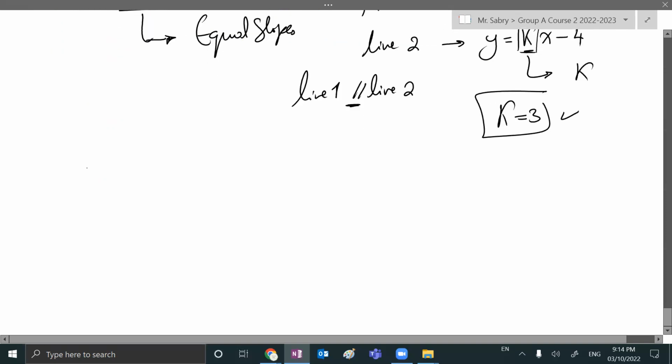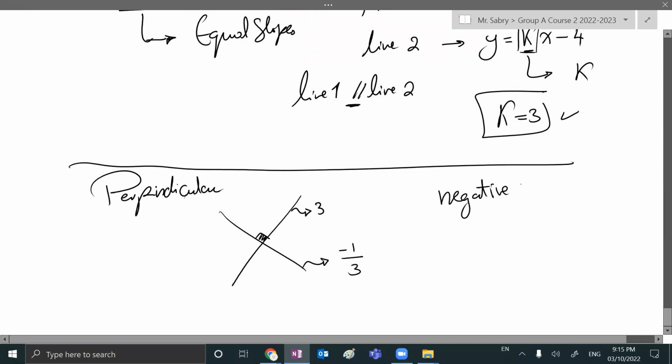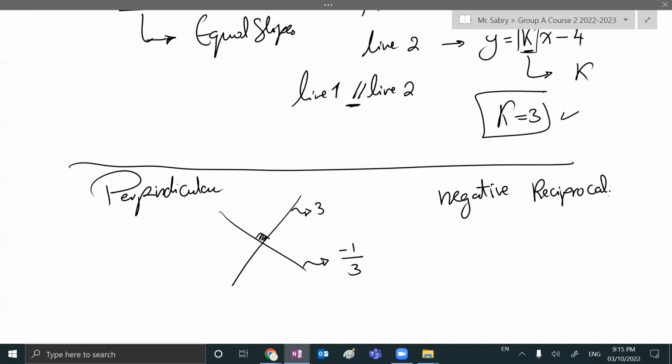On the other hand, perpendicular lines. Perpendicular means if one line is like this, the other line is at 90 degrees to it. So if this line has a slope of 3, a perpendicular line would have -1 over 3. What does that mean? We do something called negative reciprocal. A reciprocal means we flip the fraction, so 3 is considered 3 over 1, and its reciprocal is 1 over 3. Now negative reciprocal means we also change the sign.